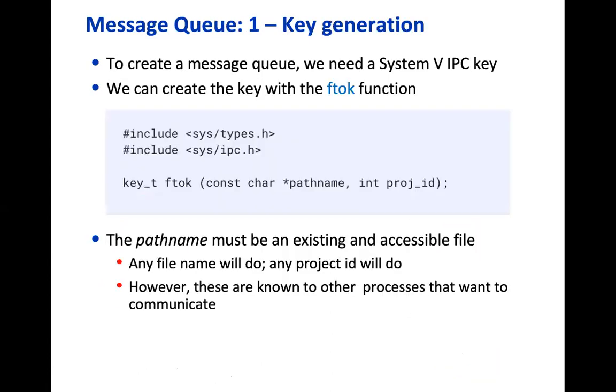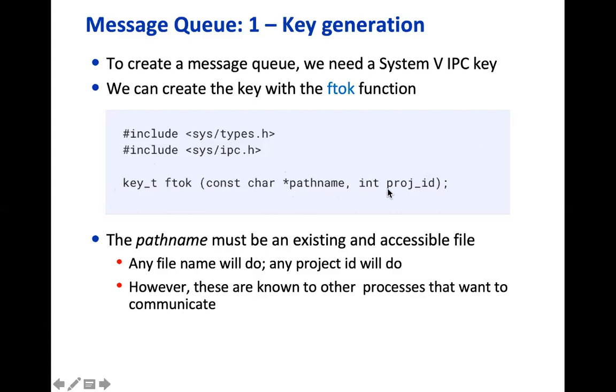So the next thing is key generation. The first step, before the QID is generated, is that a key is generated. That uses the ftok function, which is provided by the System V library, so it will have a corresponding system call. In order to generate the key, something needs to be specified: the path name of a file. Both processes which want to communicate need to know this path name.